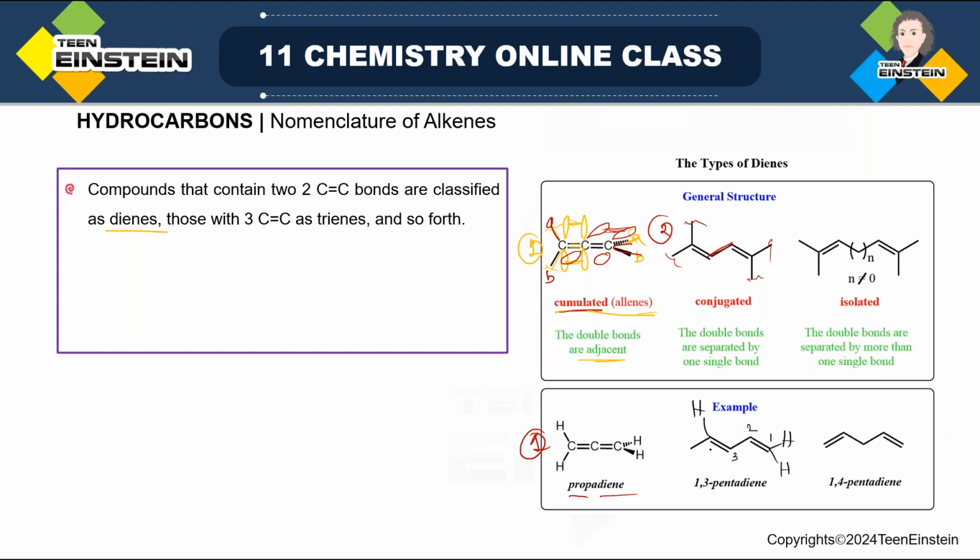1, 2, 3, 4, 5. So at one position a double bond, at three position a double bond. That is why the name is 1,3-pentadiene. Okay. And one more example we can take under cumulated, which is CH3, CH.